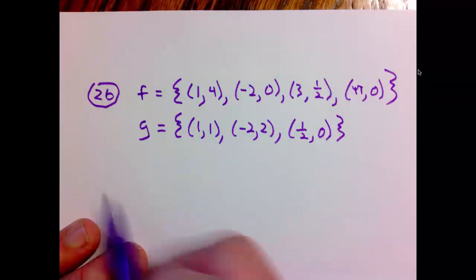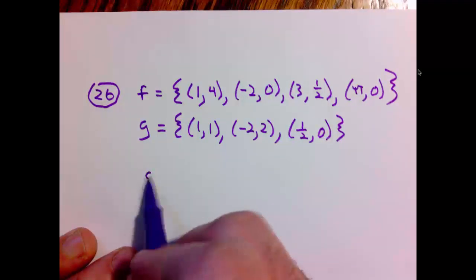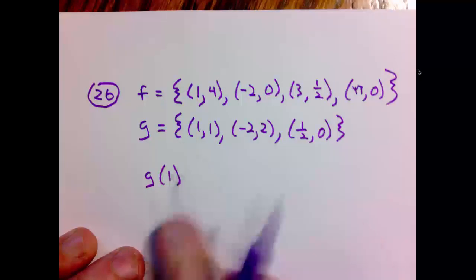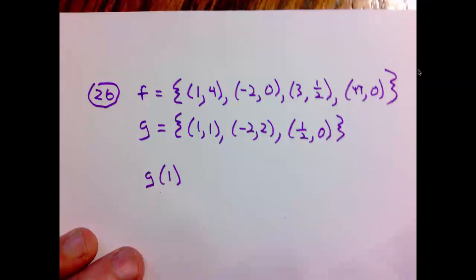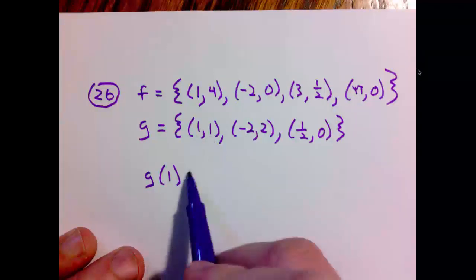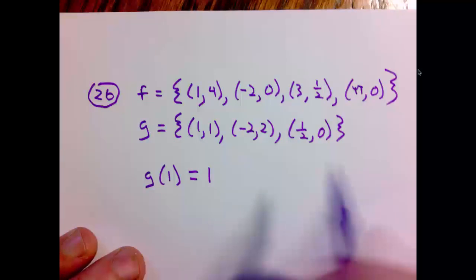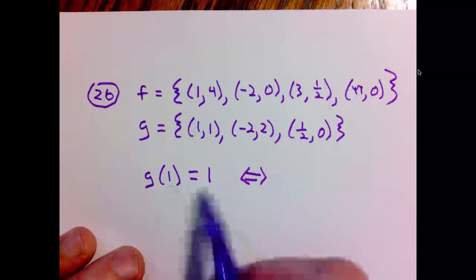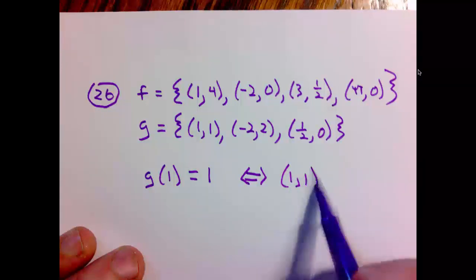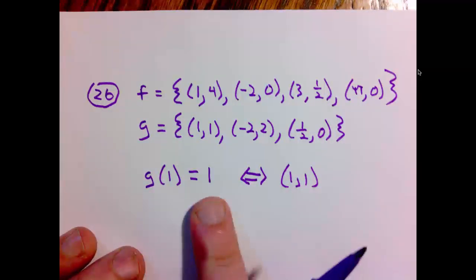Alright, so I'm going to look at 26. 26 asks for us to find g of 1. So all it's asking is when the input is 1, what is the output? Well, here you see that 1 pairs with 1. So g of 1 is equal to 1. As I said before, this notation is analogous to 1 pairs with 1. And here you see it. 1 pairs with 1, the g of 1 goes to 1.